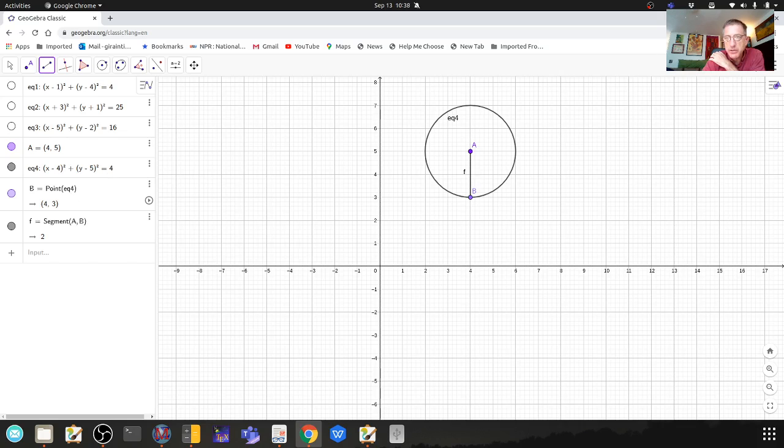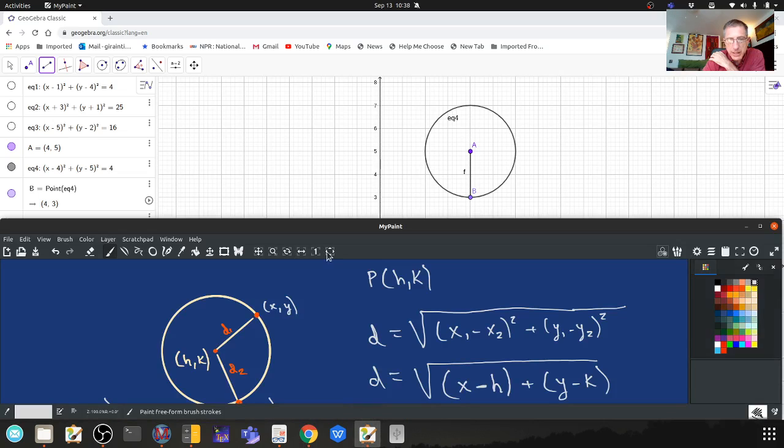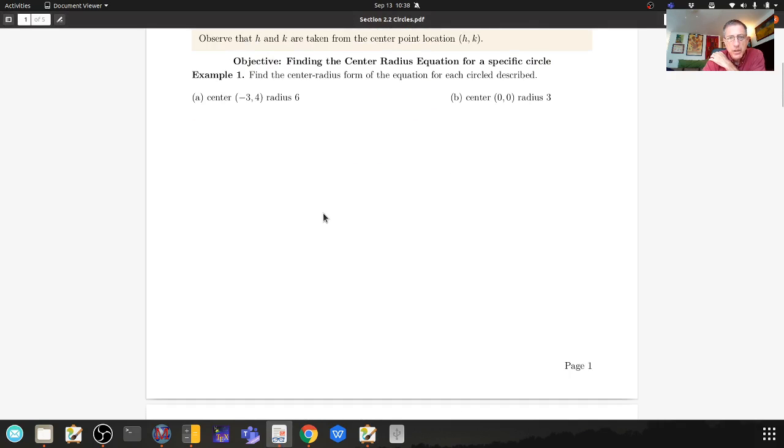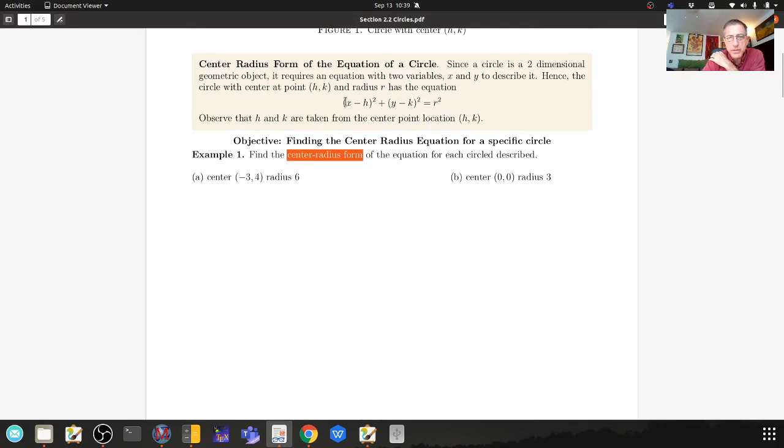2 squared is 4. So there's a visual example of it. So what we're going to do is easy stuff at this point. At the first part, just getting used to it. We want to find the center radius form. So this form, this equation right here, (x minus h) squared plus (y minus k) squared is equal to the radius squared. It's called the center radius form.